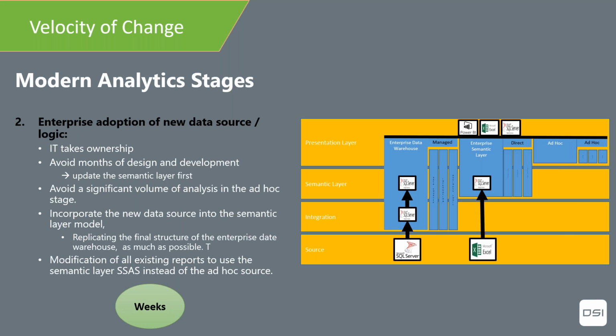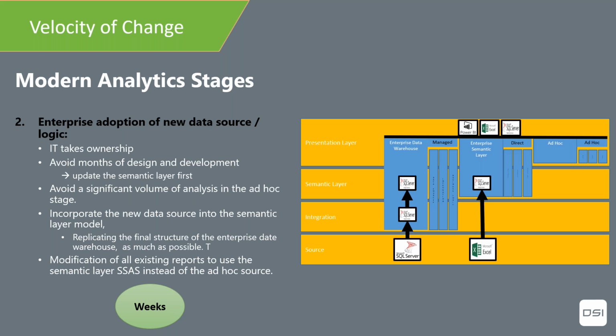The next is the enterprise adoption. So this is where IT takes formal ownership of the data. By moving it into the semantic layer first, you can avoid a whole series of months of design and development. I find, if you've got an established semantic model in SSAS, to do an enhancement, even to work it through production and everything else, this can be done in a period of weeks. By also moving into this area, you're not leaving a whole bunch of ad hoc. You want that ad hoc to be a small slice on the top of your data. You want 95% of your data coming from either your managed data sources or your direct data sources. Your ad hoc should be a very small percentage of it.